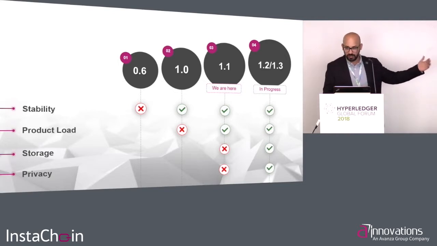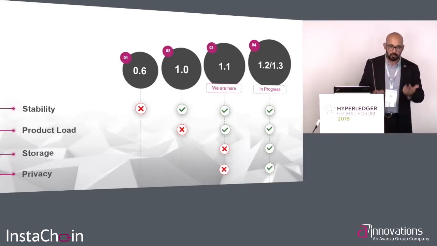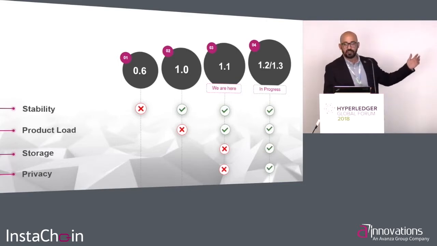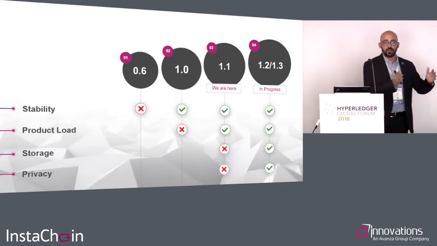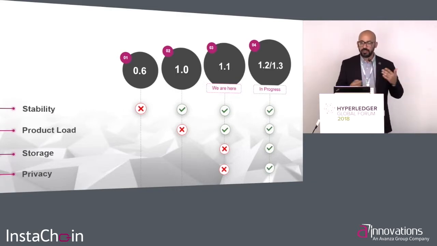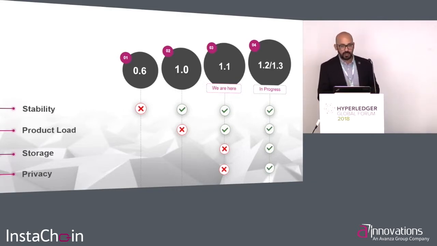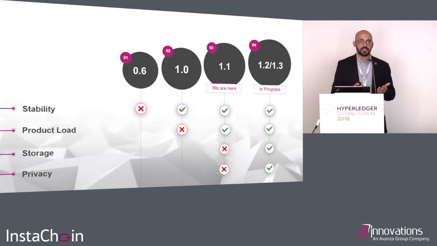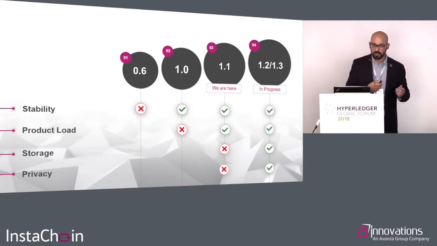Then the 1.2 and 1.3 releases came, where we have private data collections. So gradually, these were the different problems encountered, and this is how we are continuously evolving the system so that it can support the kind of scalability that is required. Because as many as 50 to 60,000 transactions come per day which are stamped on this particular system.